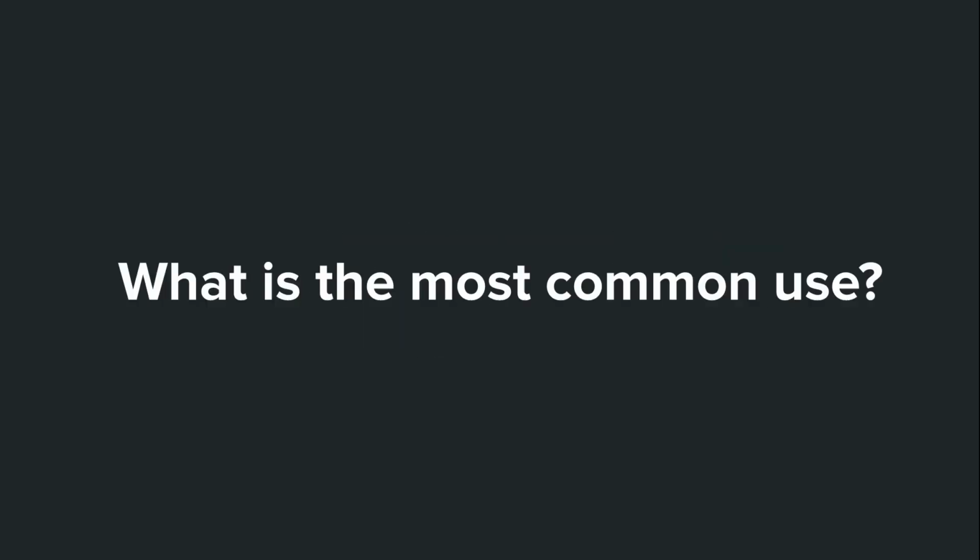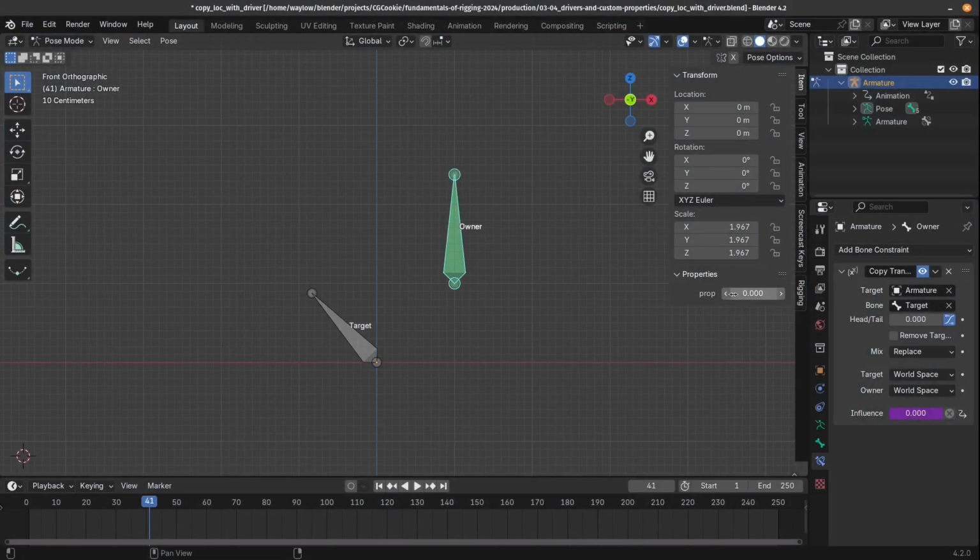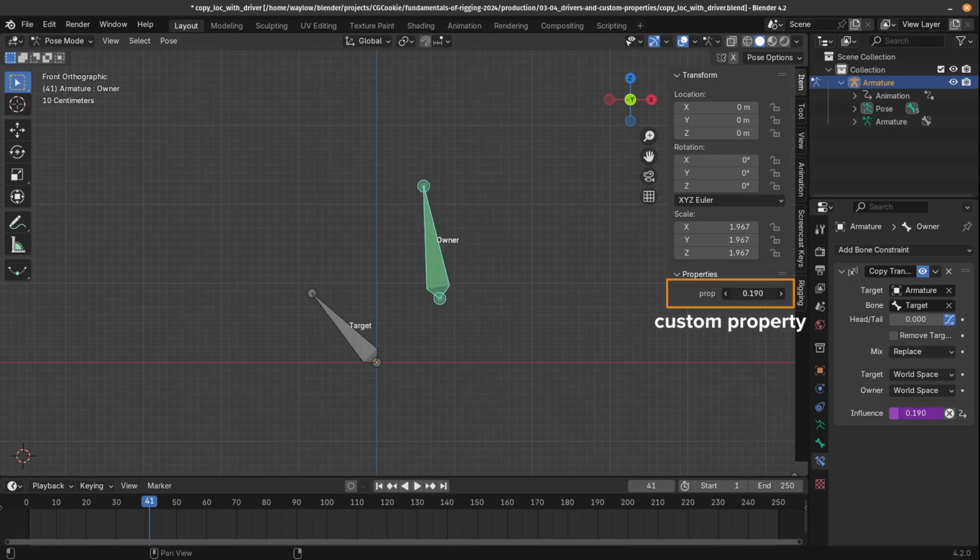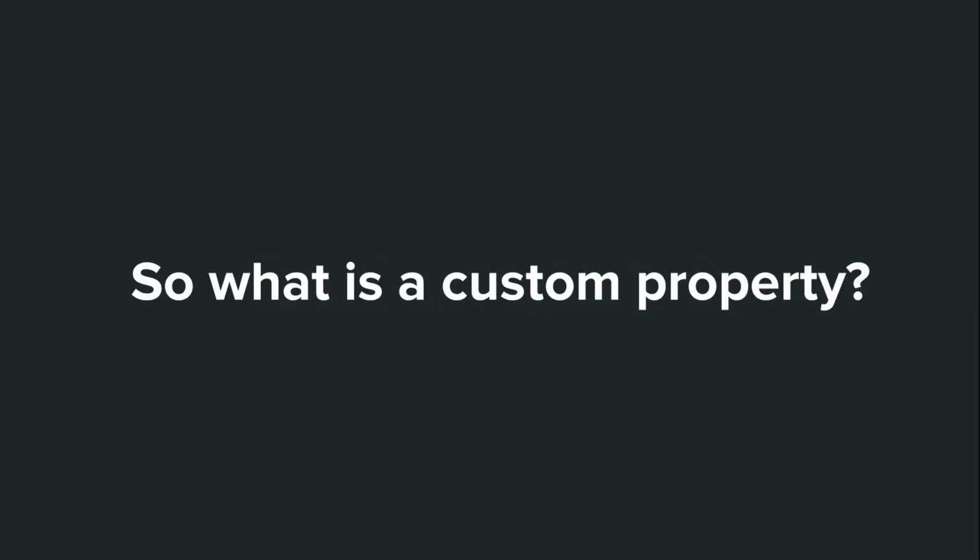So what is the most common use for drivers in rigging? Often we create a custom property on a bone and then use that to drive the influence on a constraint to turn it off like a switch. And that's what we're going to be doing in this lesson. Simple yet powerful. So what is a custom property, I hear you ask?